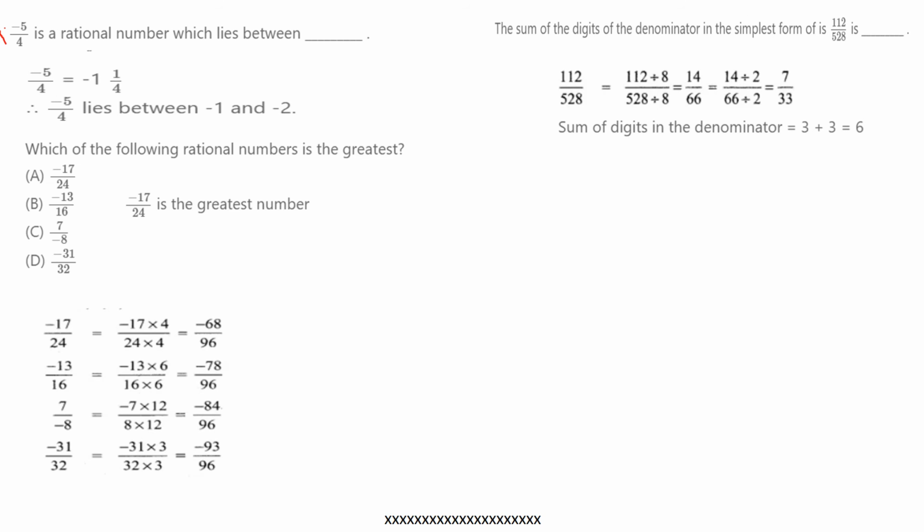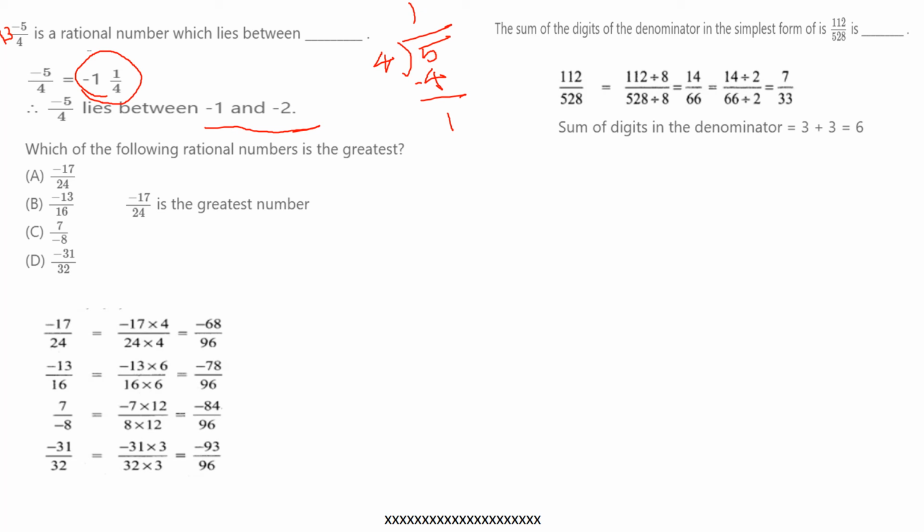Minus 5 by 4 is a rational number which lies between. So, 5 divided by 4. 1 4 is 4. 5 minus 4, 1. So, 1 1 by 4. Here minus 5 by 4 means minus 1 1 by 4. Therefore, the number lies between minus 1 and minus 2.